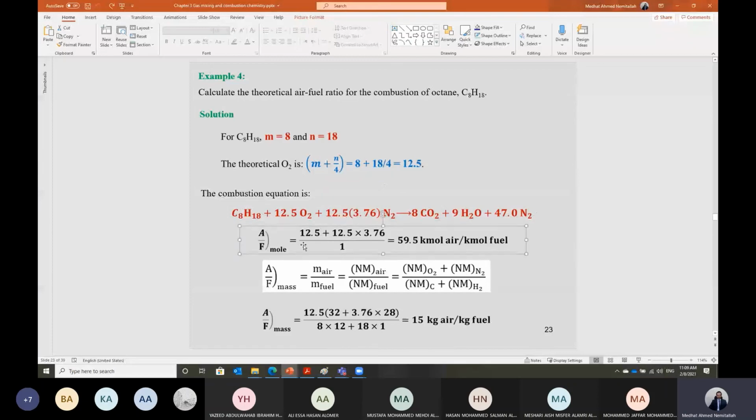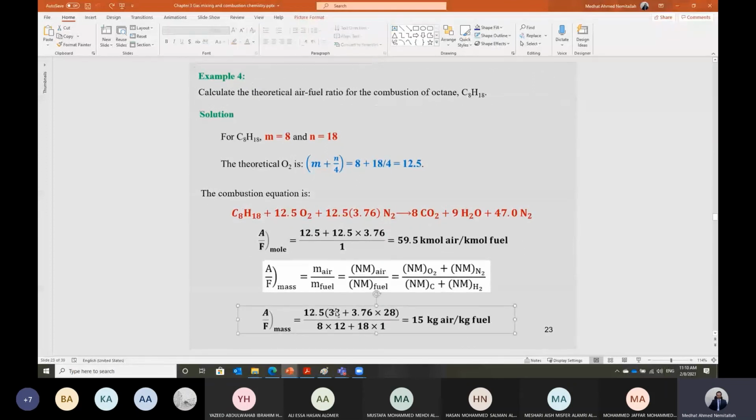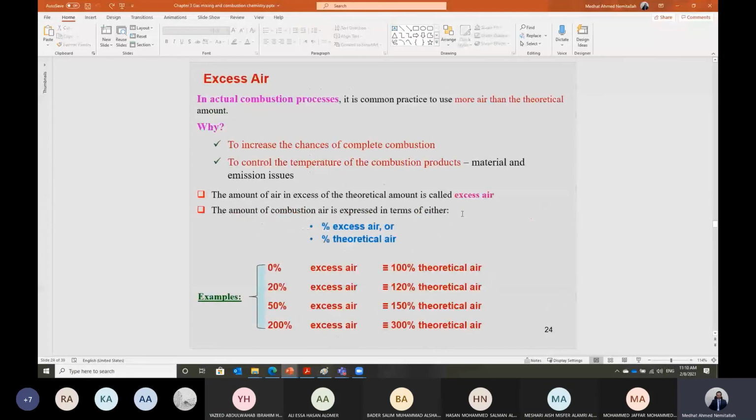Then we can calculate the air-to-fuel ratio by mole, which equals 12.5, which is gamma, multiplied by 1 plus 3.76, divided by the number of moles of the fuel, which is 1. Air-to-fuel by mass, with lambda equal to 1 in this case, we have theoretical air. Gamma is 12.5 multiplied by the molecular weight of air, which is 32 plus 3.76 multiplied by the molecular weight of nitrogen, which is 28, divided by the mass of fuel. The number of moles of fuel is 1 multiplied by its molecular weight. We have 8 multiplied by 12 plus 18 multiplied by 1. Then we can calculate the air-to-fuel ratio.